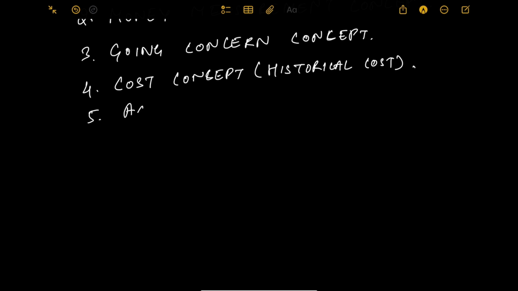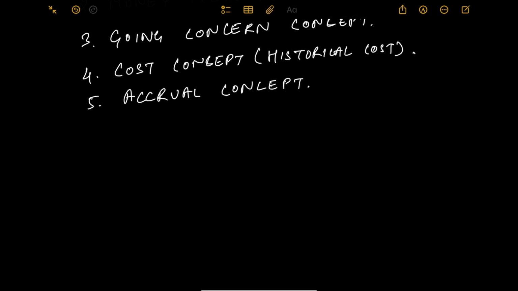Next, we will move on to the fifth concept, that is the accrual concept. Very important concept. Revenues and expenses are recognized when they are earned or incurred, not when cash is received or paid. Understood? For example, let's take an example of office salaries. Now for the month of March, which is the last month of the financial year, suppose many employees have quit their job. They have worked for around 15 or 20 days and they have left their job.